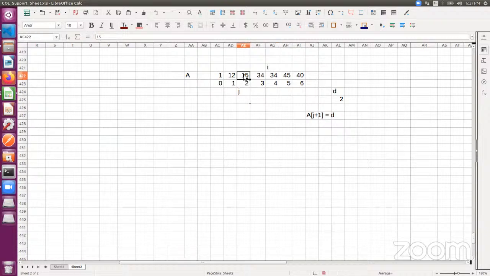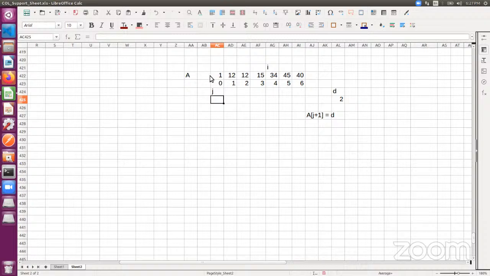A of j is 15. Comparing with d, d is lesser. So move a of j to the next position. Decrement j. A of j is 12. D is lesser. So move a of j to the next position. Decrement j.